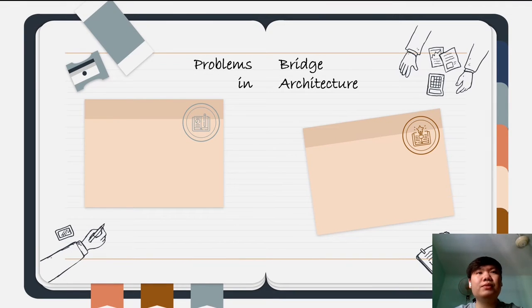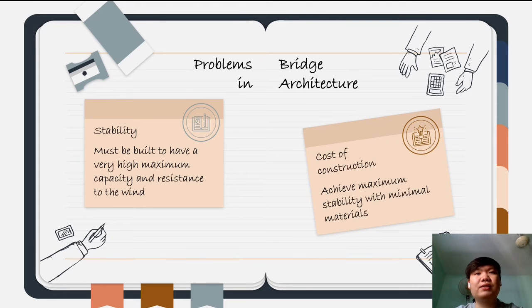Generally, the problems that we face in bridge architecture include stability as well as the cost of constructions. A bridge, especially a long-span bridge, is constantly exposed to high-speed wind as well as the weights of the vehicles driving on top of it. Therefore, a bridge must be built to have a very high maximum capacity and resistance to the wind. As for the cost of constructions, the best desired result is to achieve maximum stability with minimal materials.